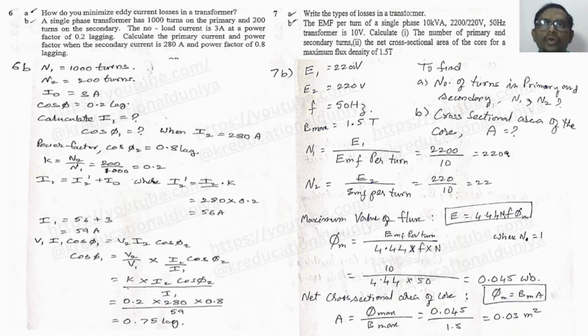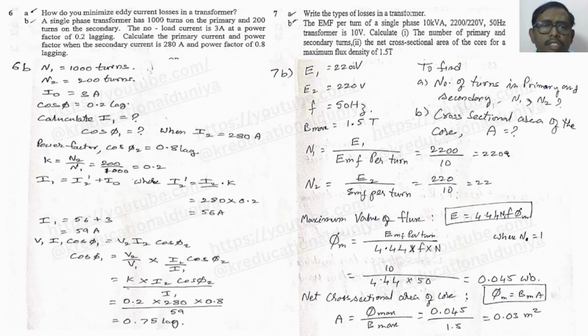K equal to N2 by N1 equal to E2 by E1 equal to V2 by V1 equal to I1 by I2. So whatever data we find, from that we are going to find out. Here we know N2 and N1, so we use the formula K equal to N2 by N1, that is equal to 200 by 1000, that is 0.2.